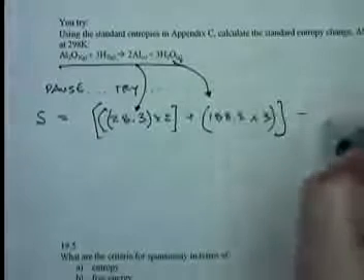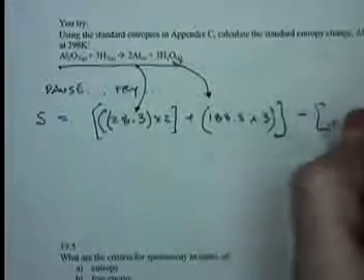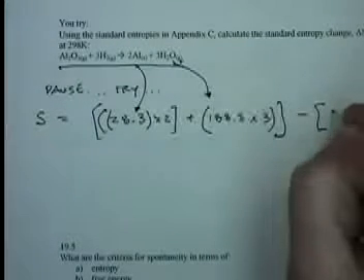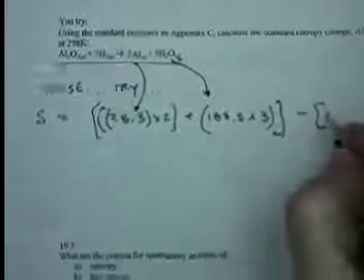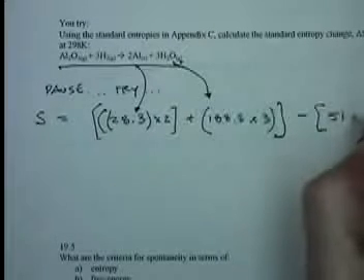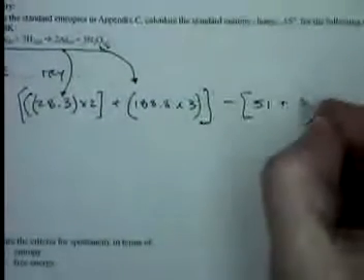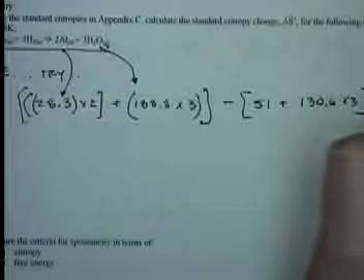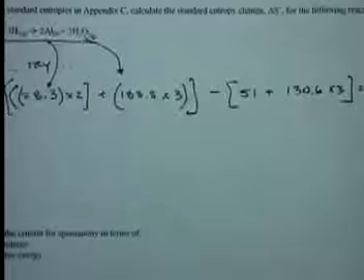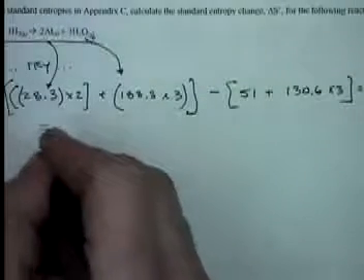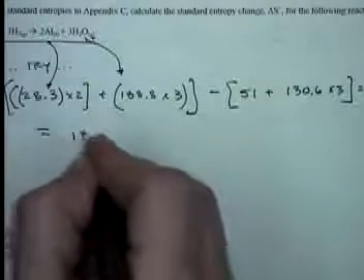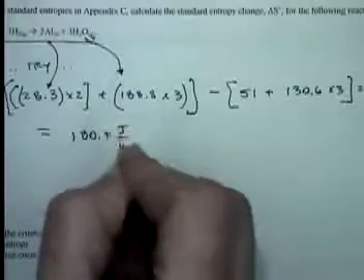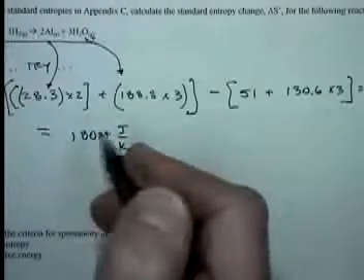So that's our products, and subtract from that our reactants. The reactants, aluminum oxide, is 51. And the hydrogen gas is 130.6, and I need to multiply that one times 3 as well. And let's see if I plunk that into my calculator. Those are the numbers that you should have found in the back of the book. I should end up with 180.4 joules per Kelvin as my units on that.